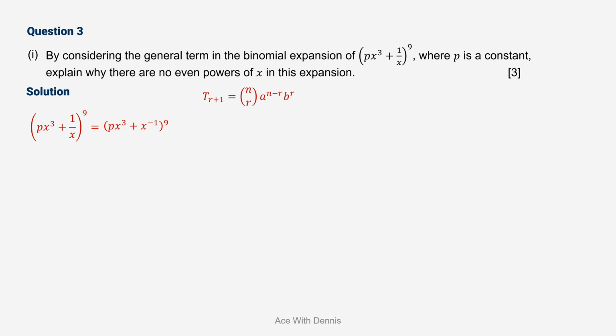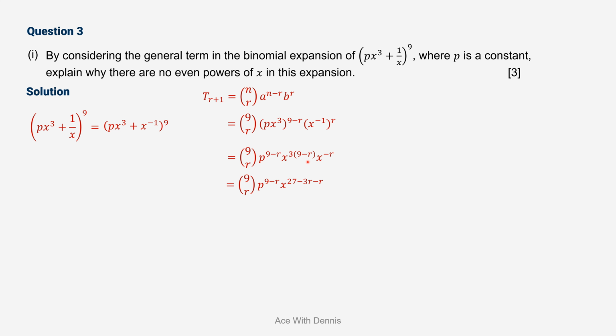Okay, so from here, our n is 9. The a will be px cubed, and then the b will be x to the power negative 1. I don't write it in the other form. I prefer to write in the indices form, as I mentioned just now, so that it's easier for us to do the calculation. Once we have written this step, just expand the bracket. So we'll get p to the power 9 minus r here, then x to the power 3 times 9 minus r, and then this one negative 1 times r, we get x to the power negative r.